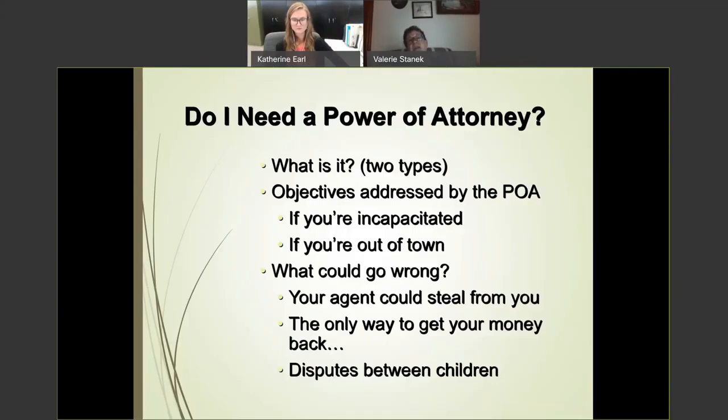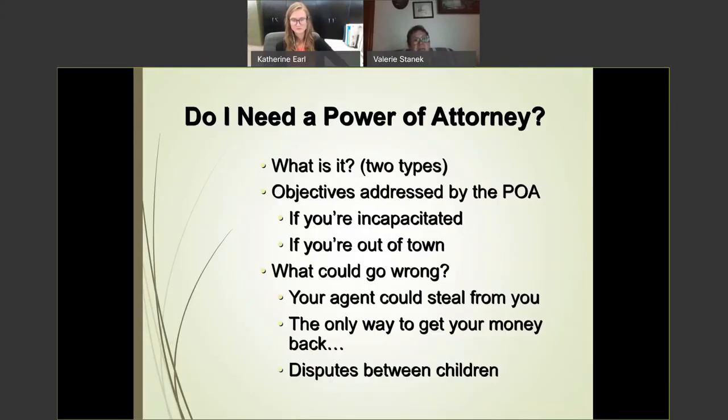The person that you give authority to, unfortunately, could steal from you. And I say that lightly in this presentation, but it definitely is not a light subject matter. This is a very, very common form of financial elder abuse, the abuse of a power of attorney.